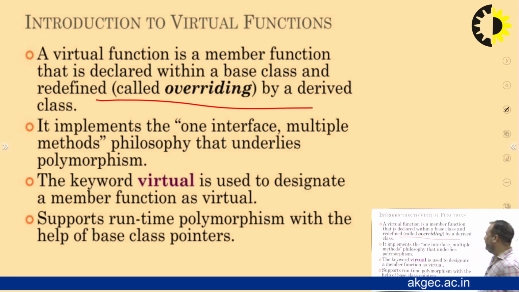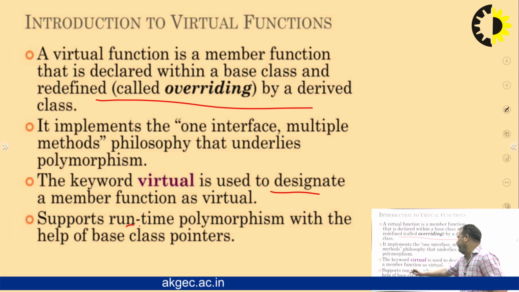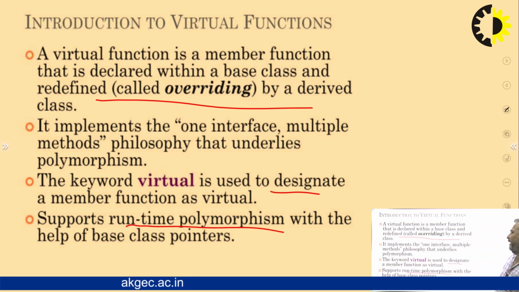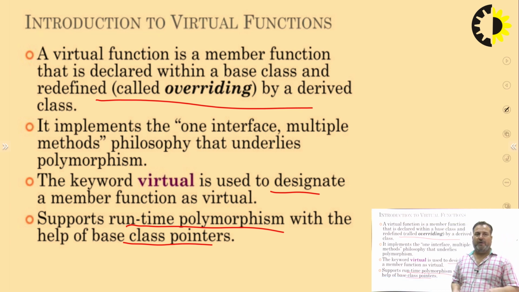It implements the one interface, multiple methods philosophy that underlies polymorphism. The keyword virtual is used to designate a member function as virtual. It supports runtime polymorphism. Virtual functions support runtime polymorphism with the help of a base class pointer, because a base class pointer has the capability to point to the base class object as well as the derived class object, right?